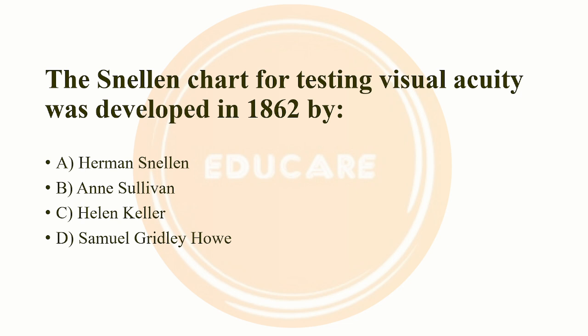Next, the Snellen chart for testing visual acuity was developed in 1862 by option: Herman Snellen, Anne Sullivan, Helen Keller, Samuel Gridley Howe. The answer to this question is option A, that is Herman Snellen.